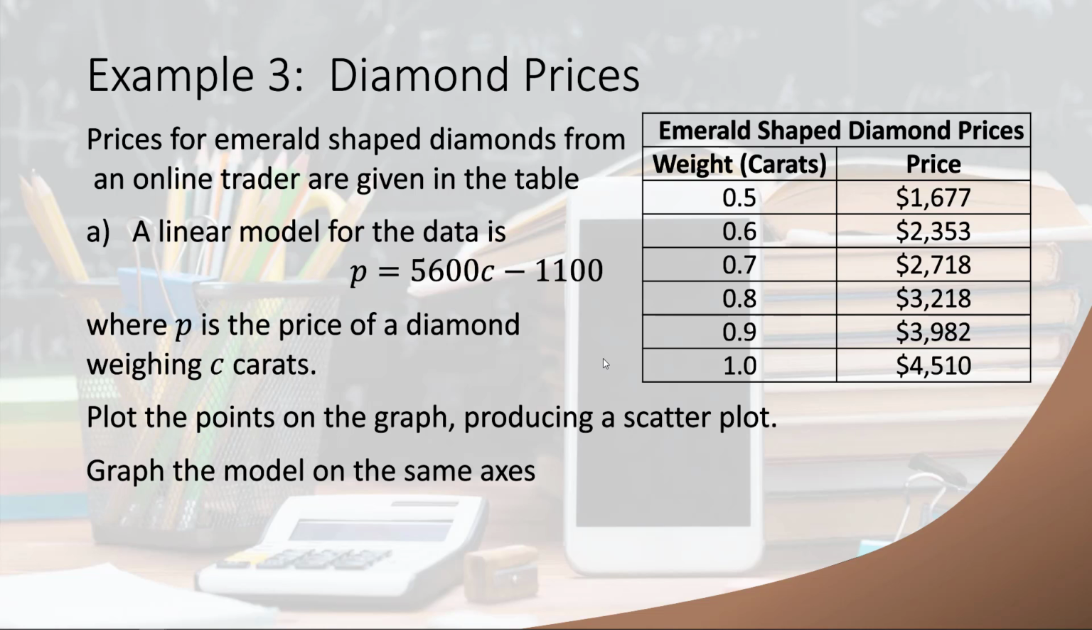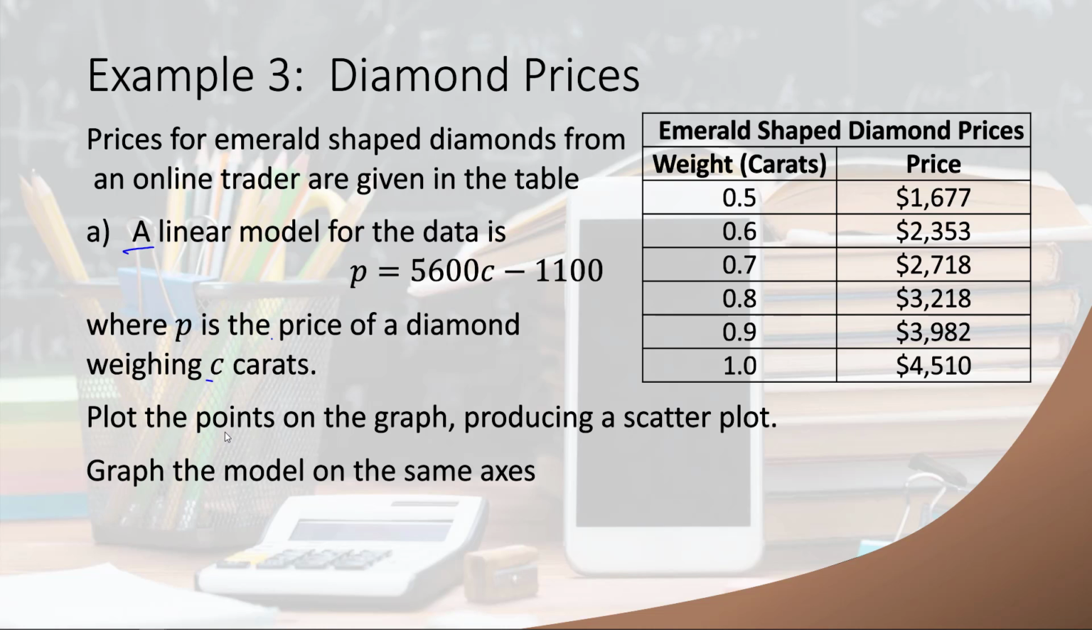And here we have that the prices for emerald-shaped diamonds from an online trader are given in this particular table. The relationship is between weight in carats and of course price. And a linear model for this data, not the best linear model for this data, is going to be P is equal to 56,000 C minus 1,100, where P is the price of the diamond in dollars, and C is the weight in carats.